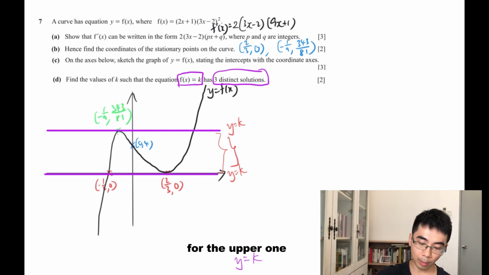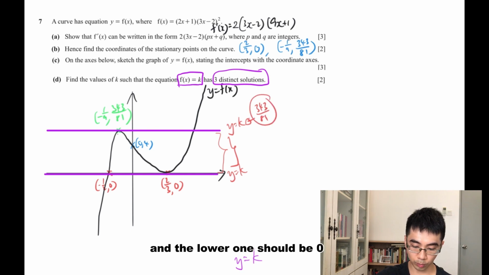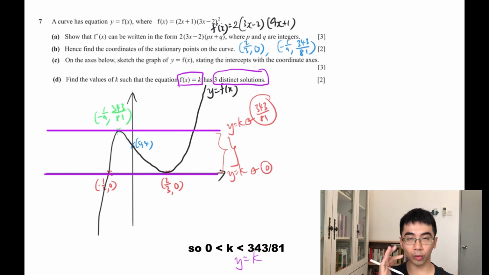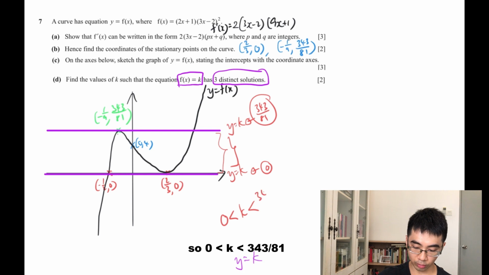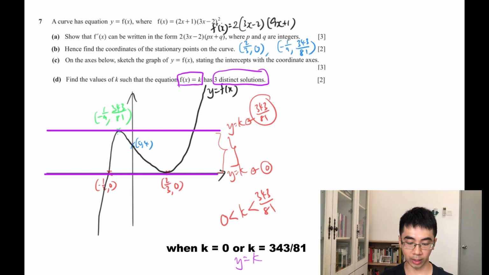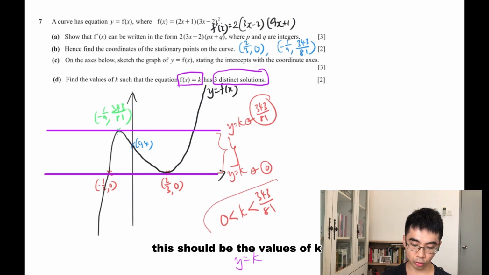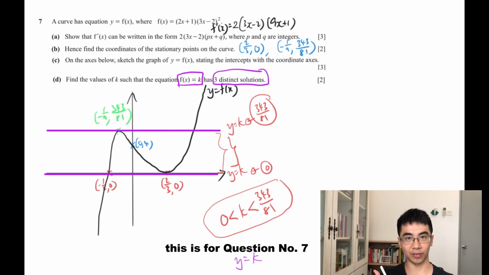All right, so for the upper one, this one should be 343 divided by 81, and the lower one should be 0. So the value of k is actually in between 0 and 343 over 81. Now remember, we cannot have an equal sign here, right? Because when k is equal to 0, it has just two distinct solutions, but not three. So this should be the values of k. And this is for question number 7. Thank you.